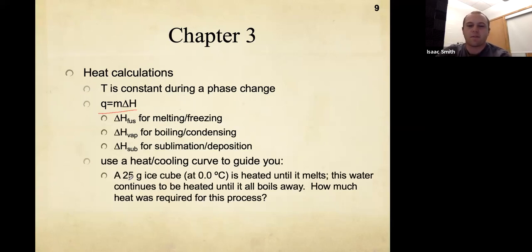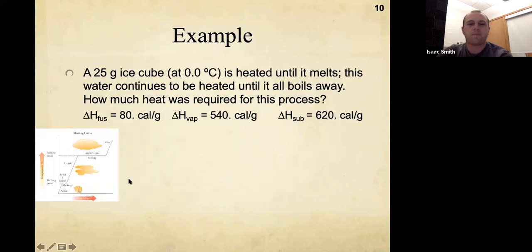So here's an example of a problem that we can go over. A 25-gram ice cube is at 0 degrees and heated until it melts. Water continues to be heated until all of it boils away. How much heat was required for this process? So I think I've told you that what I like to do is draw the heating curve for these problems and then identify where I'm starting and where I'm stopping.